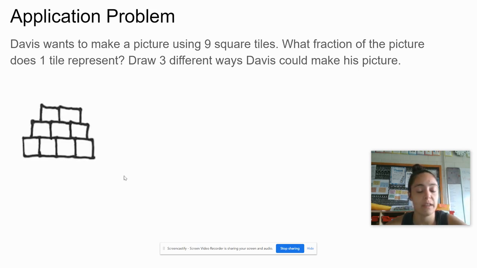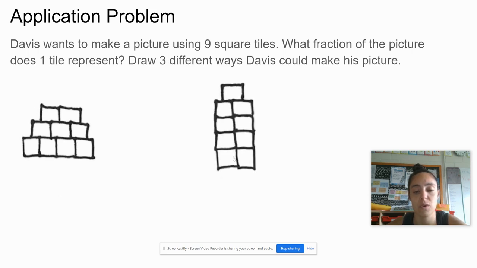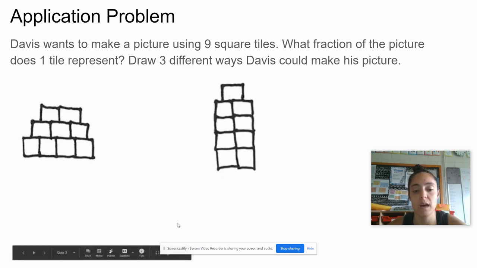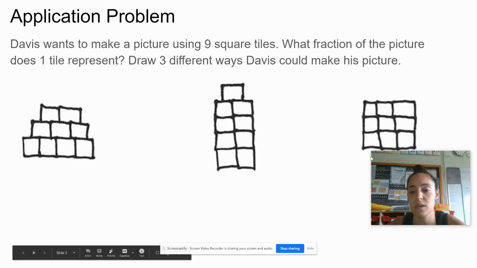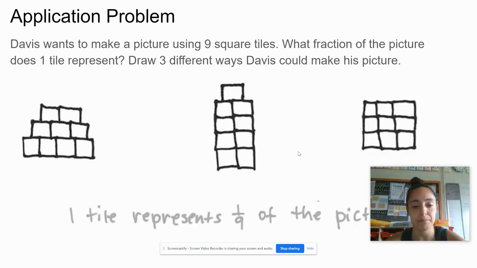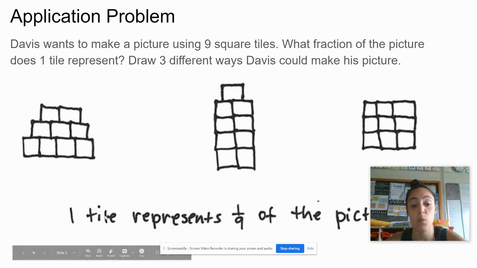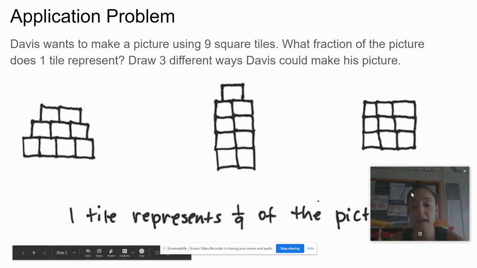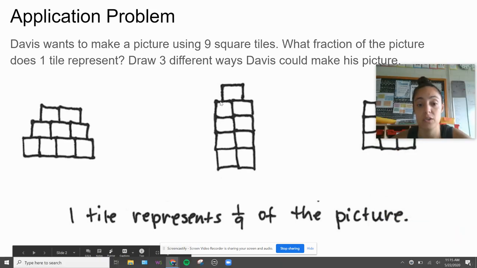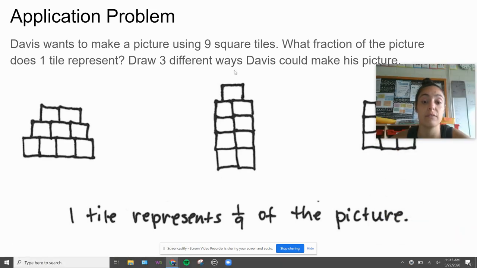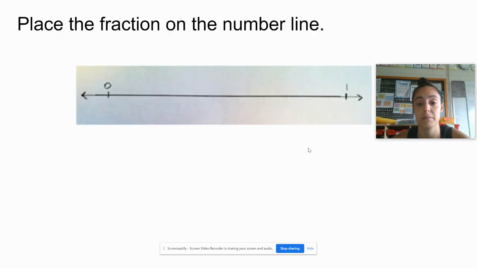So first we could draw it like this. So I have my 4, 3, 2. Next I can do rows of 2, groups of 2 with 1 on top. And last is 3 rows of 3. And we know that one tile, because we want to think about what one tile represents, is 1/9 of the picture. So one tile is 1 out of 9 pieces.